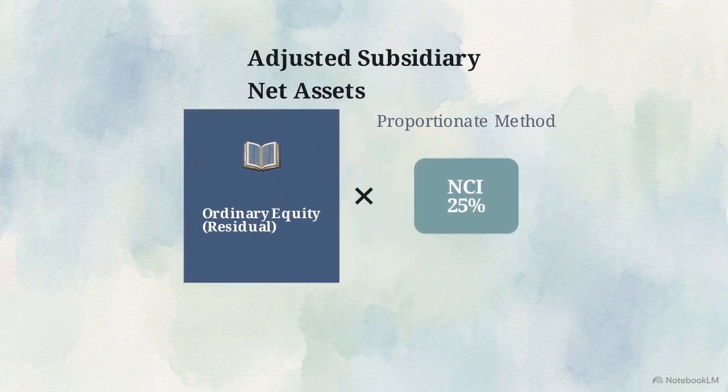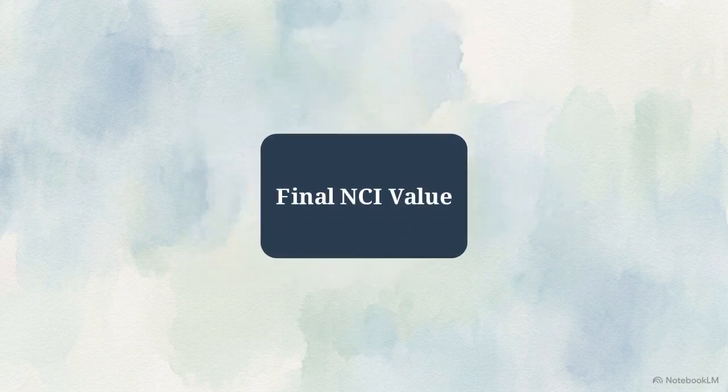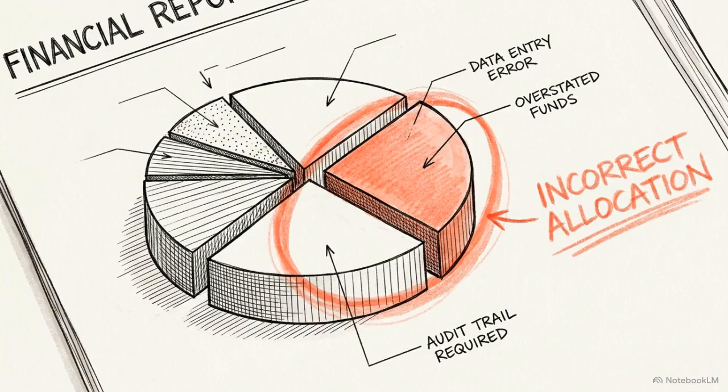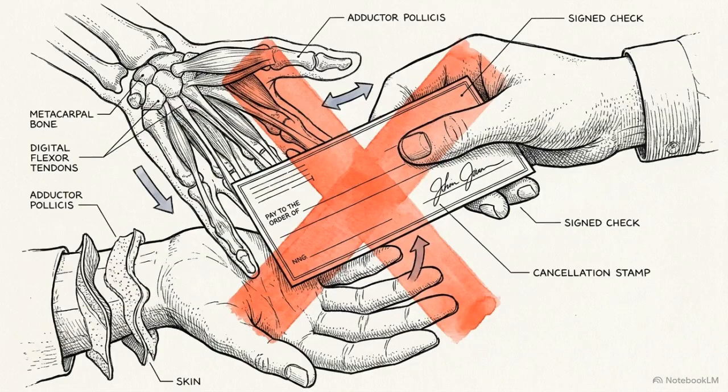The final NCI value is found by multiplying the NCI percentage by the adjusted subsidiary net assets at the reporting date. Failing to isolate these priority claims allocates wealth to ordinary shareholders that they do not actually own. The final phase is eliminations. A corporate group cannot owe money to itself.